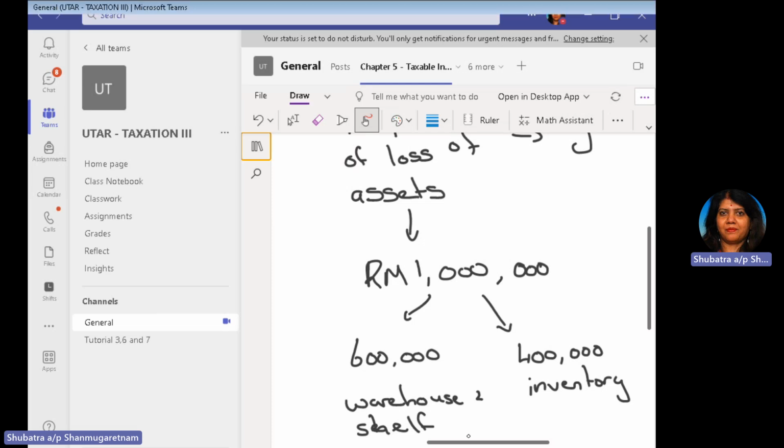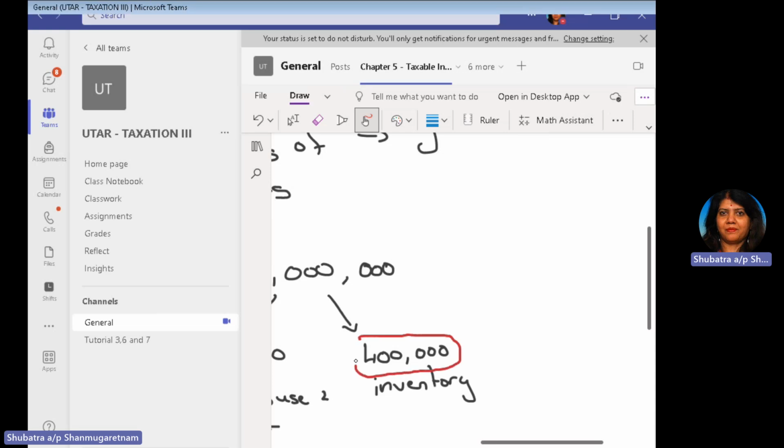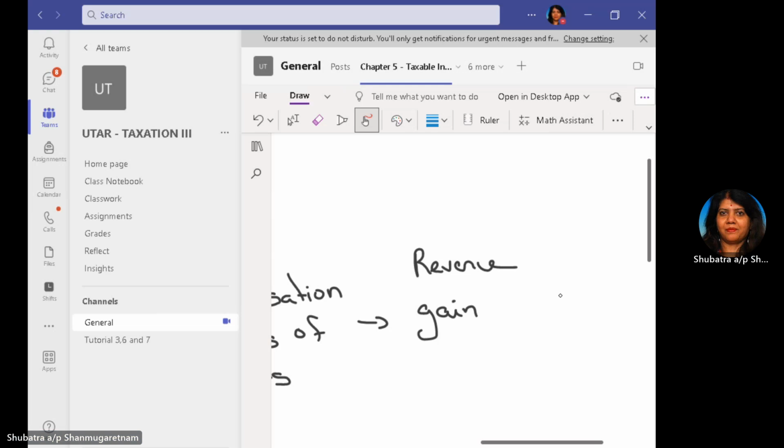All right? Now, Inland Revenue says, this $400,000 that you received. If you had the inventory, what would you have done? I would have resold my inventory and got a gain. That gain would be under 4A, business profit. So it's a taxable income under the Income Tax Act, because my source is 4A. Am I right?